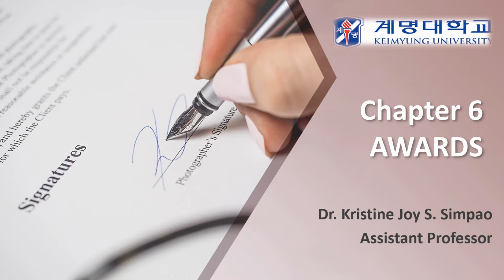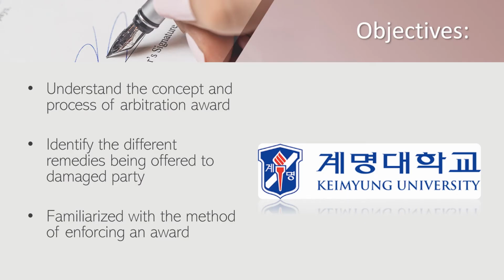Today, we're going to talk about how an award is given and how it is enforced. We will cover the different types of arbitration awards and also the different legal requirements and format of final awards in arbitration. At the end of our discussion, students are expected to understand the concept and process of an arbitration award, so that you will be familiarized with the different remedies offered to the damaged party. And also, let us familiarize ourselves with the method of enforcing an award.